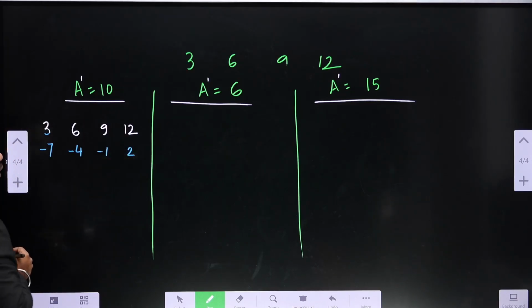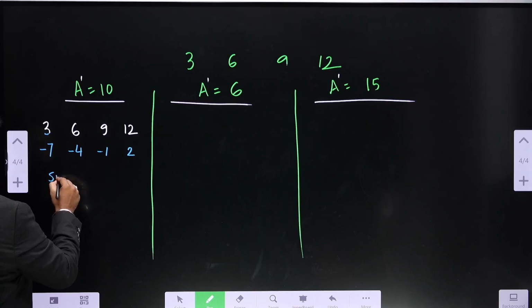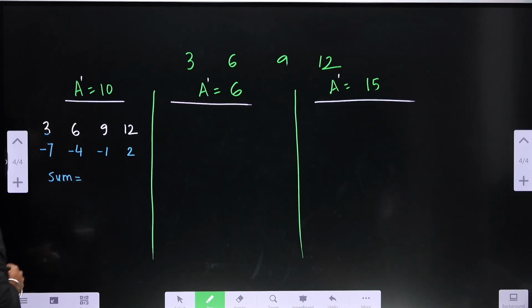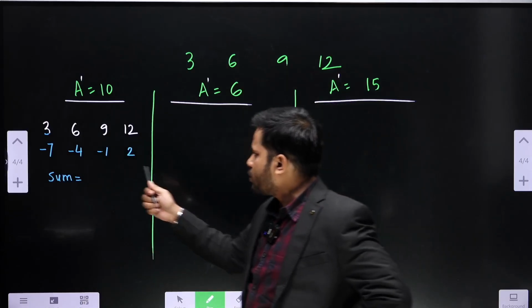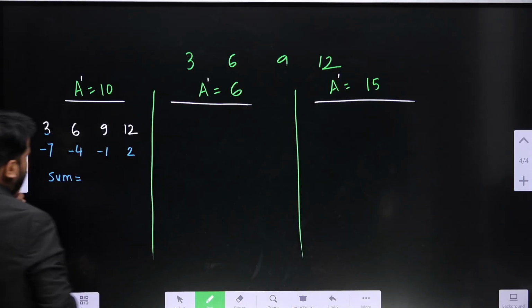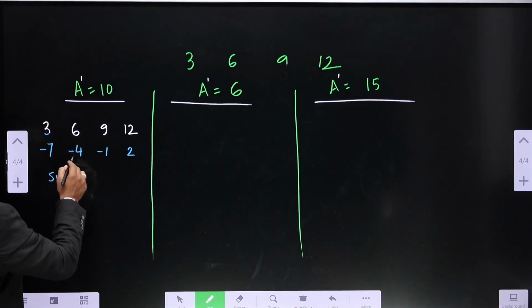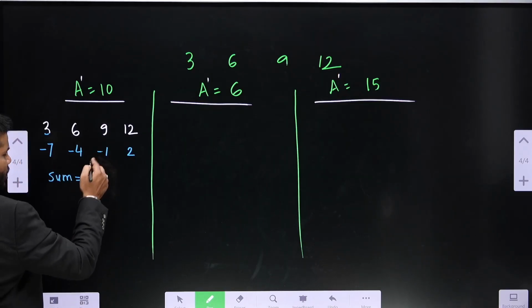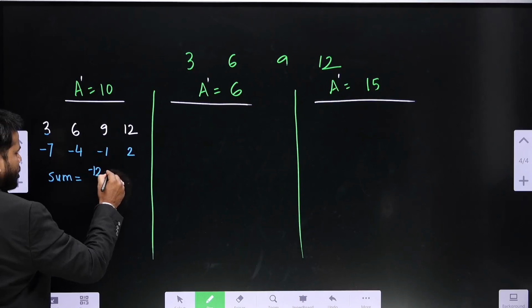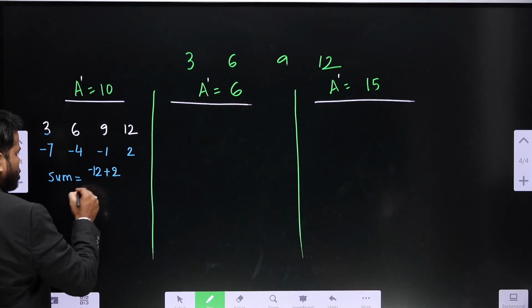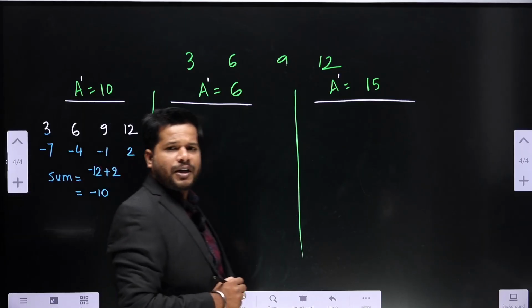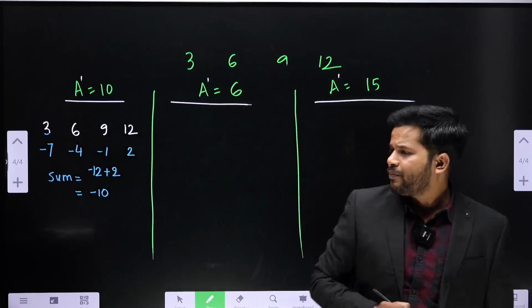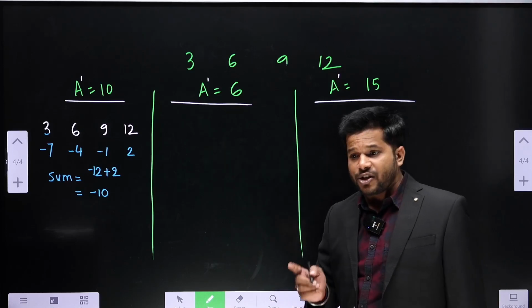Now what you are going to do is the sum of the deviation. Sum करो, कितना आ रहा है? Sir, this is coming out to be -7 - 4, that is -11, और ये हुआ -12. -12 plus 2 equals -10. Is it clear? तो deviation आपका कितना हुआ? -10.